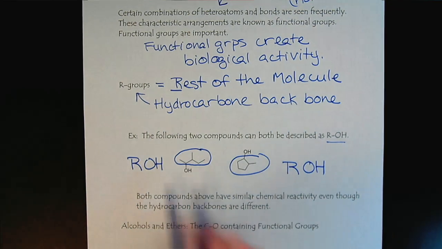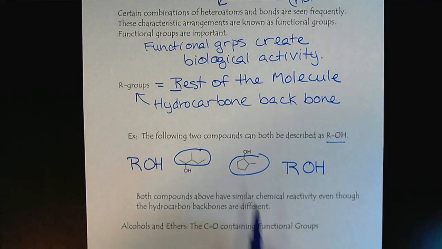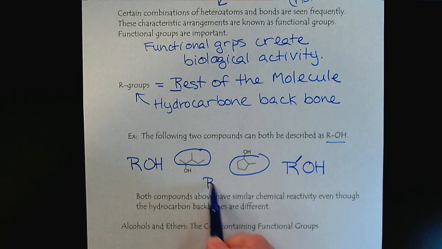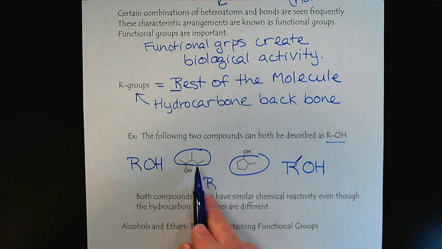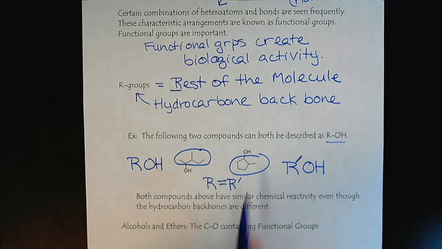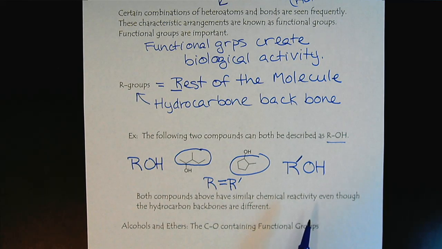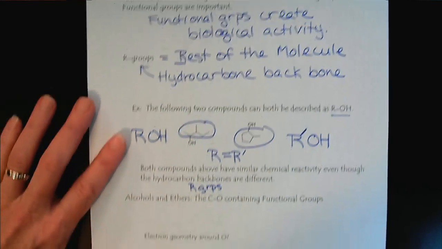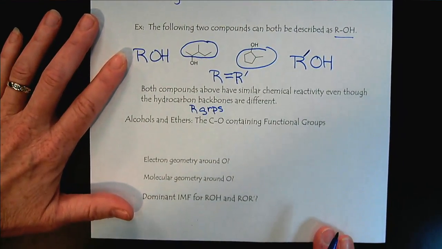If we were talking about these two compounds at the same time, we may put a prime here to show that the hydrocarbon backbone of the molecule on the left is different from the hydrocarbon backbone for the molecule on the right. But both compounds would have very similar chemical reactivity, even though the hydrocarbon backbones, the R groups, are different. Alrighty, so let's get started on our functional groups.